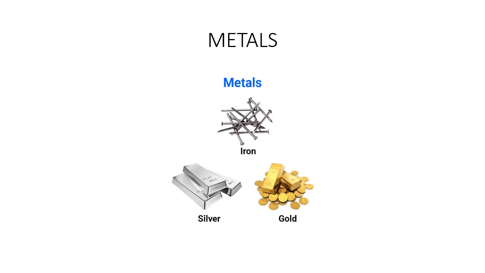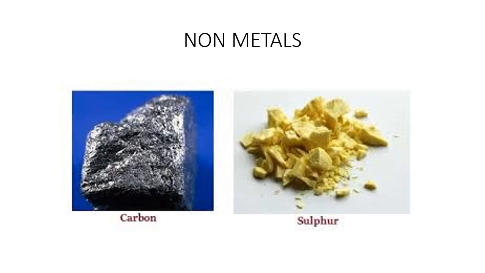All these properties, ductility and malleability, we have studied in the lower classes. Metals can be beaten into sheets, which is called malleability, or we can make wires out of them, which is called ductility. All these things we can do with the help of metals, whereas non-metals do not show any properties of metals. They are not shiny in structure. We cannot make a sheet of it, we cannot make a wire of it. They are not good conductors of heat and electricity. So the properties which metals have, non-metals do not have. Examples are carbon and sulfur.